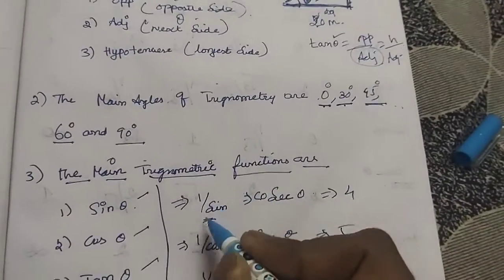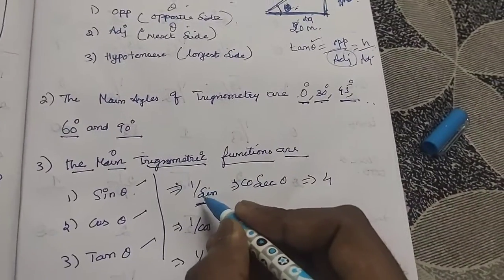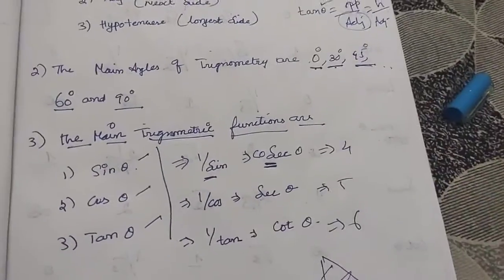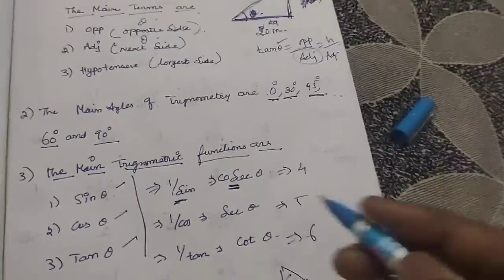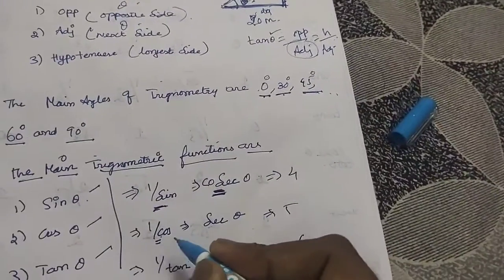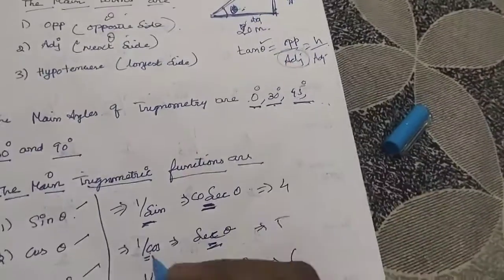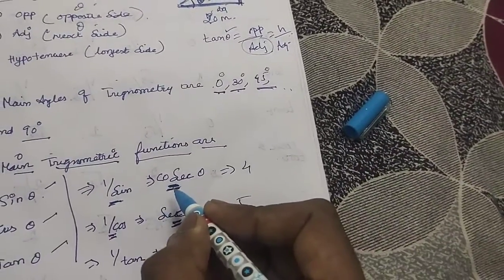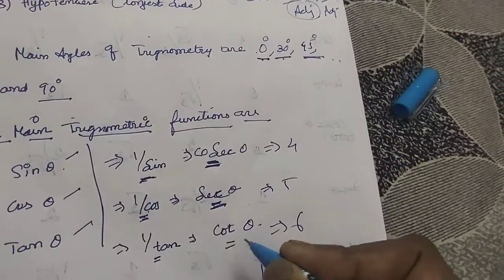That is, 1 by sin is equal to cosecant theta. I will show you the trick. In cosecant, the letter s of sin comes in the third place. Then 1 by cos is secant theta; in the same way, c comes in the third letter. It is easy to memorize. And next, 1 by tan: the letter t comes in the third letter, cot theta.